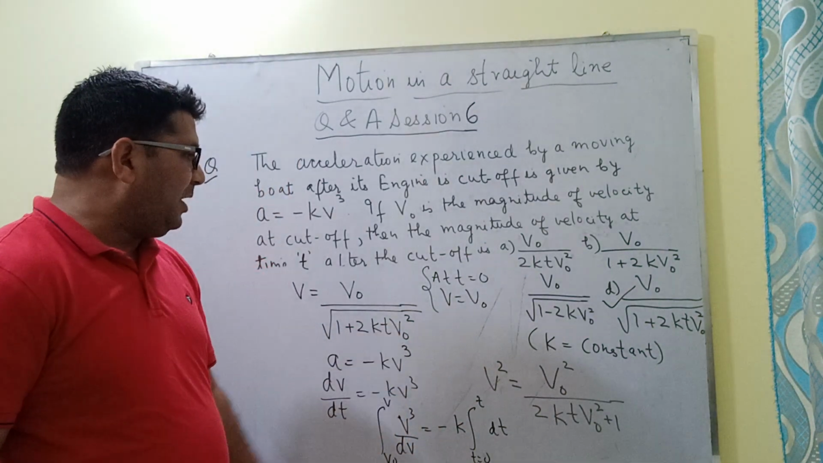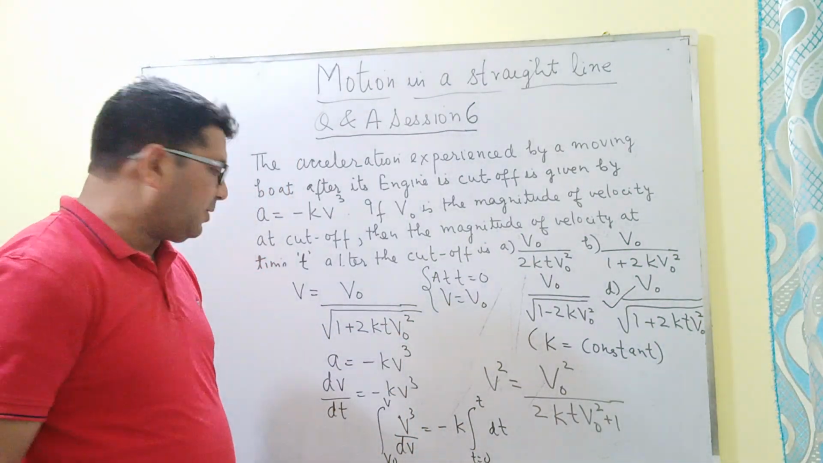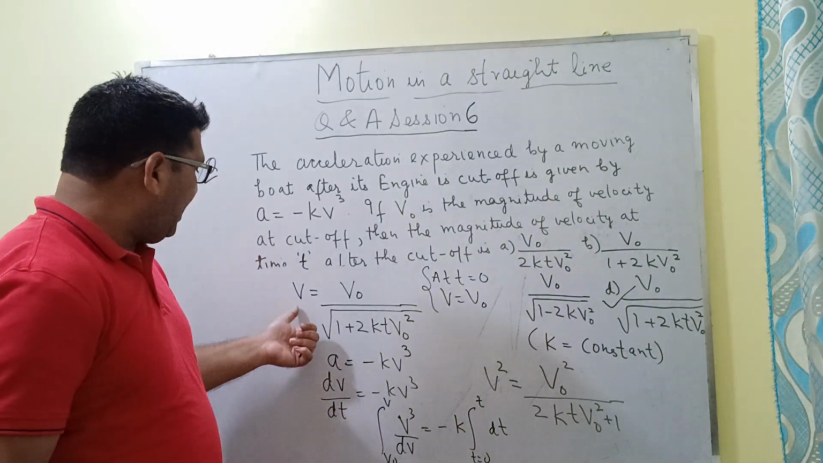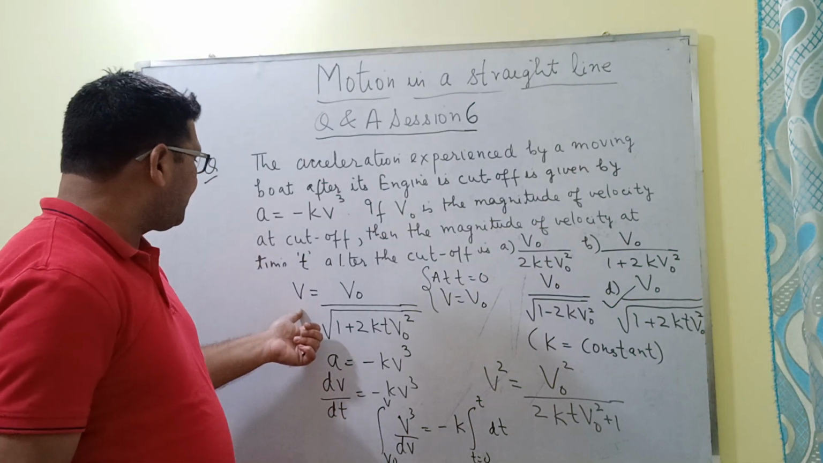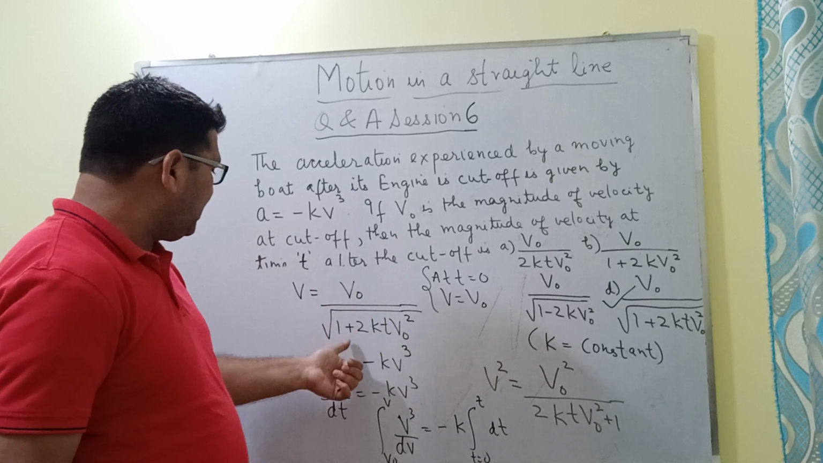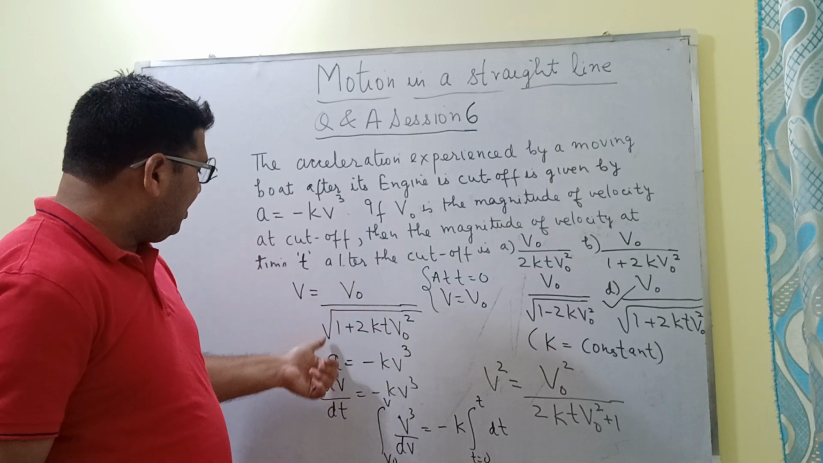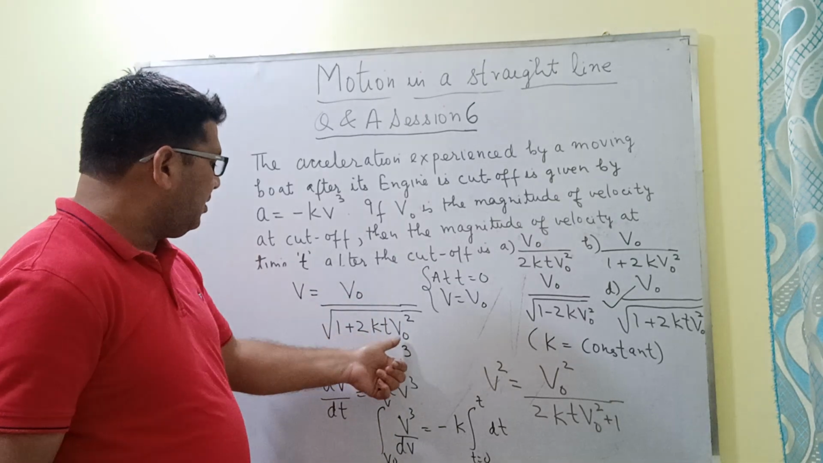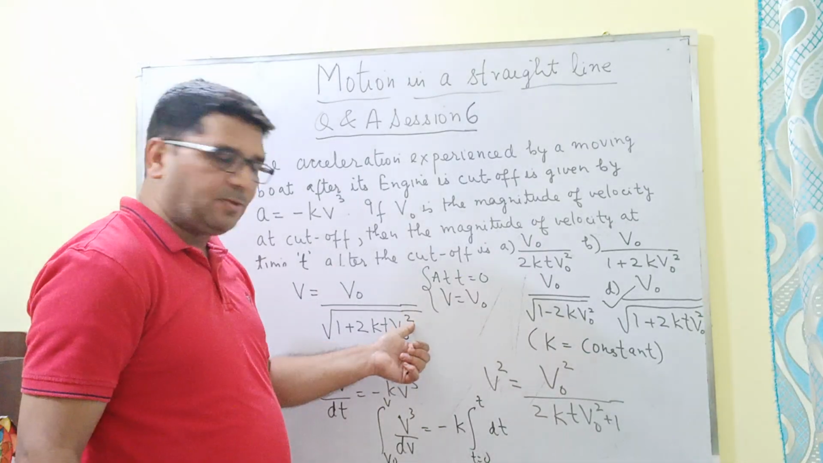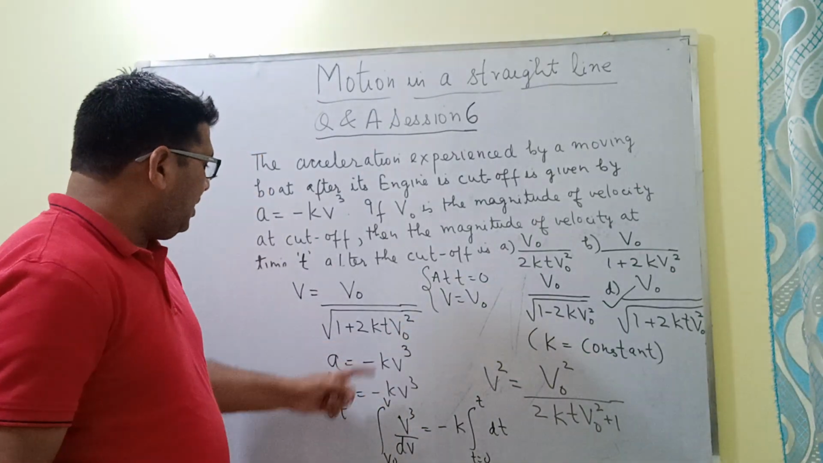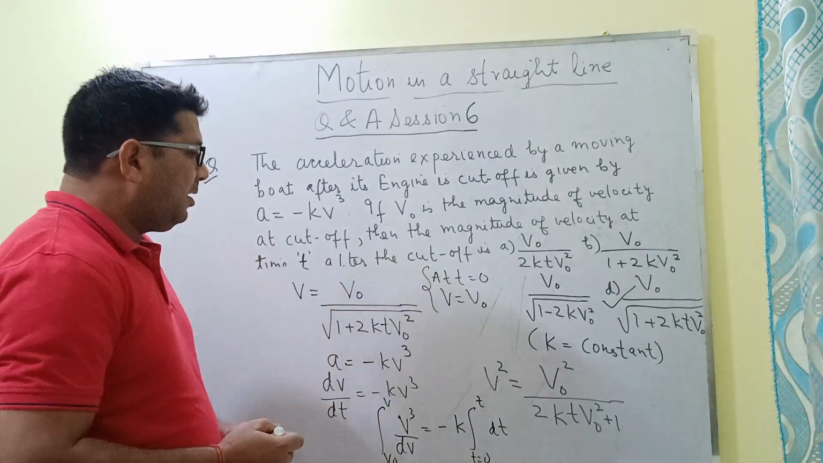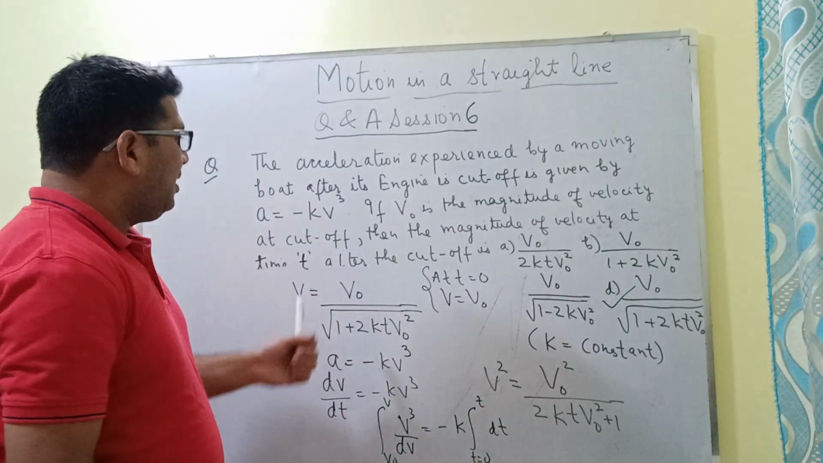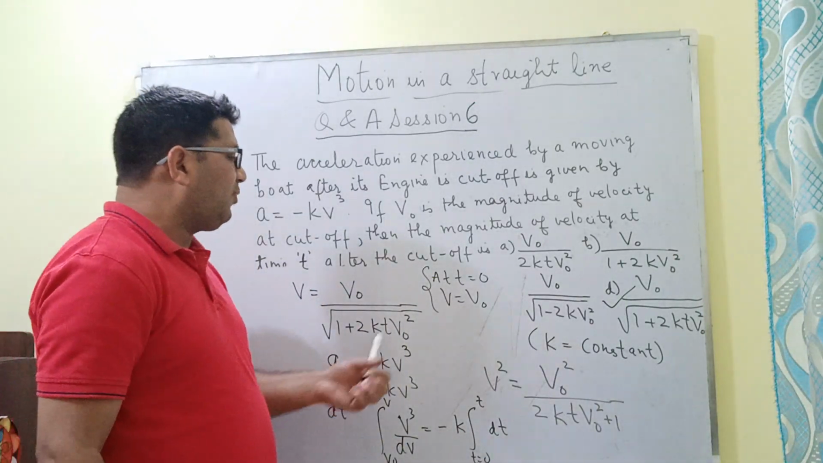So after putting the value of the constant of integration, we were able to find the magnitude of the velocity at any time t, which is equal to v naught divided by under root of 1 plus 2 kt v naught whole square. So the correct option here is D. And this is a good question which I have taken from one of my reference books.